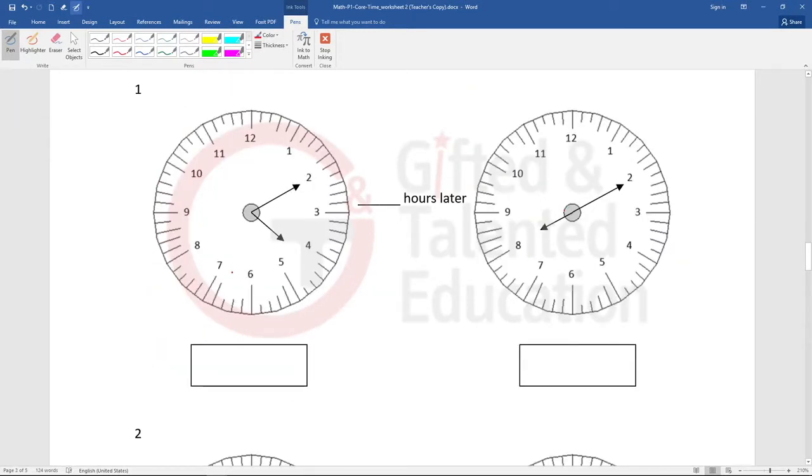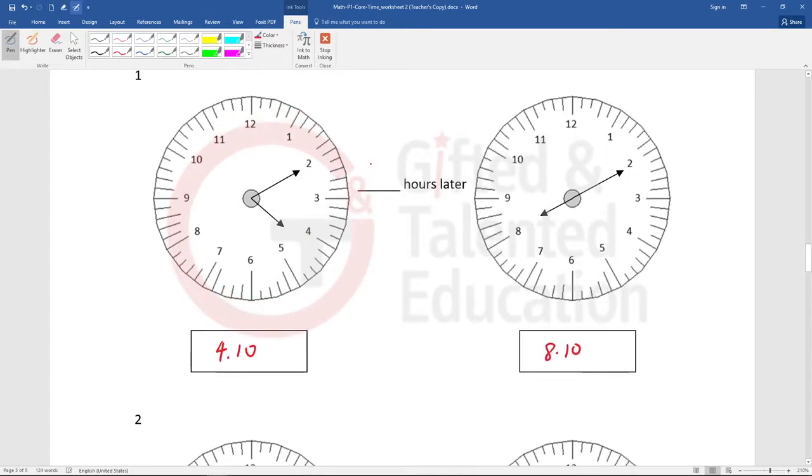Question 1. The time on the left clock is 4:10, while the time on the right clock is 8:10, so it would be 4 hours later.